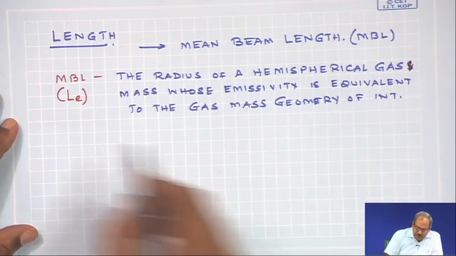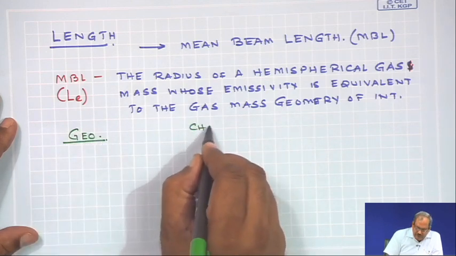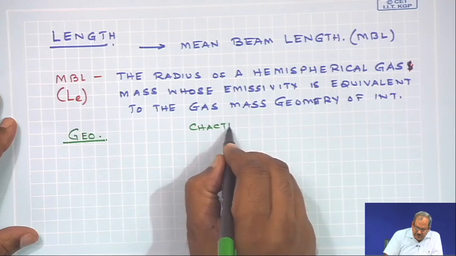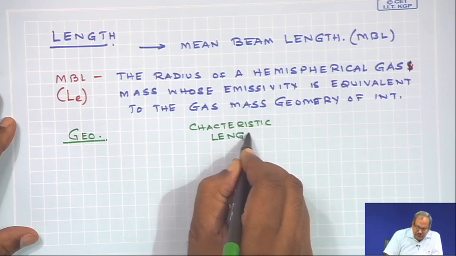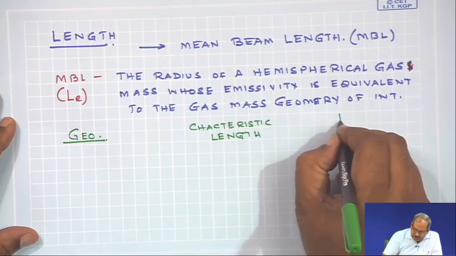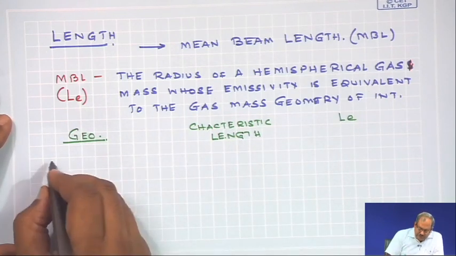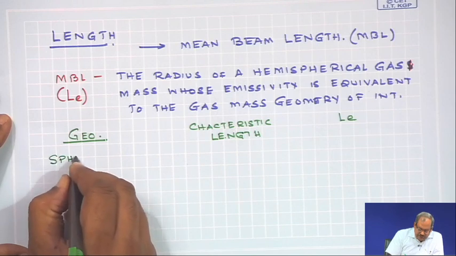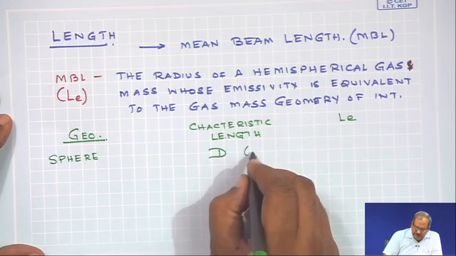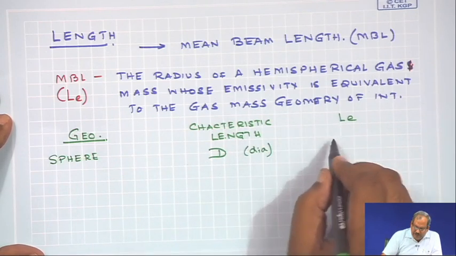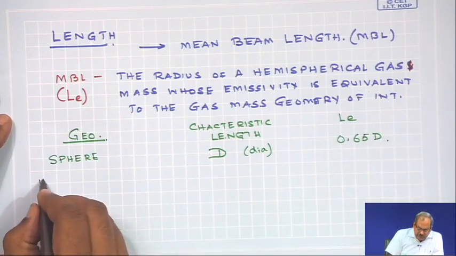So, there is a table which tells you about the geometry, what is the characteristic length, and how the mean beam length is related to the characteristic length. These are straightforward. The first one, let us say it is a sphere. The characteristic length is obviously d, which is the diameter, and the mean beam length can be calculated as 0.65 d.